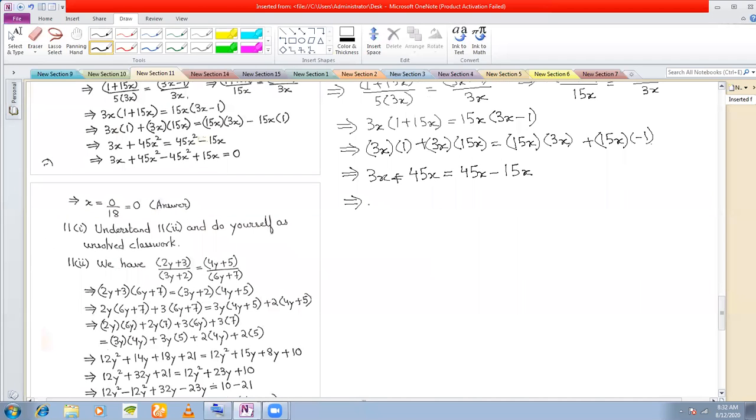That means now you take all the x's on one side. In fact, there are nothing but x's. So 3x plus 45x remains as it is. Now this plus 45 will move from this side to this side, so it will become minus 45x. And minus 15x will move from this side to this side, it will become plus 15x. And what is left? Only 0 is left because there is nothing else. Okay.